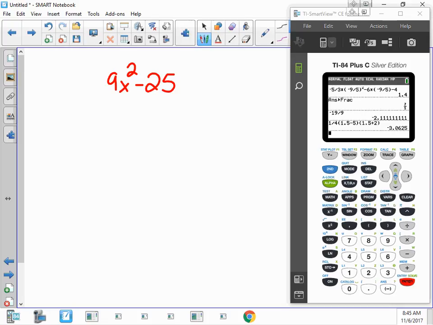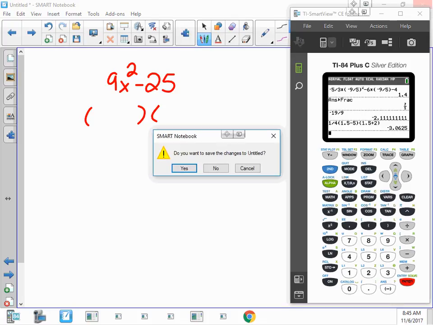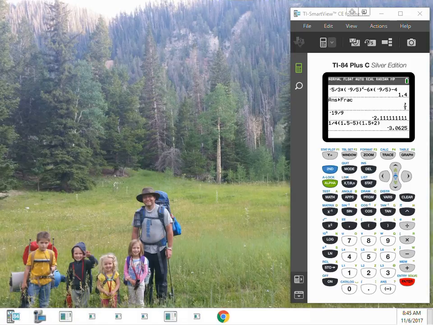How do you factor that? That one is a difference of squares. What goes in each parenthesis? Uh-oh, I killed it. I don't know why this happens so much.